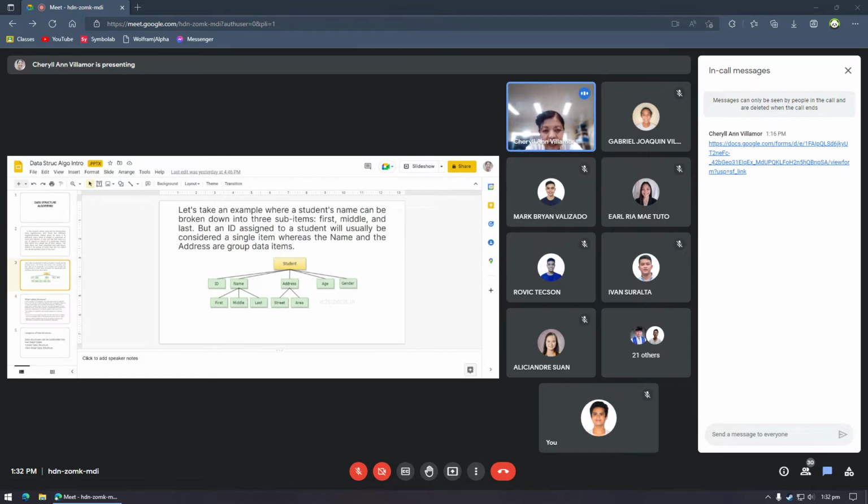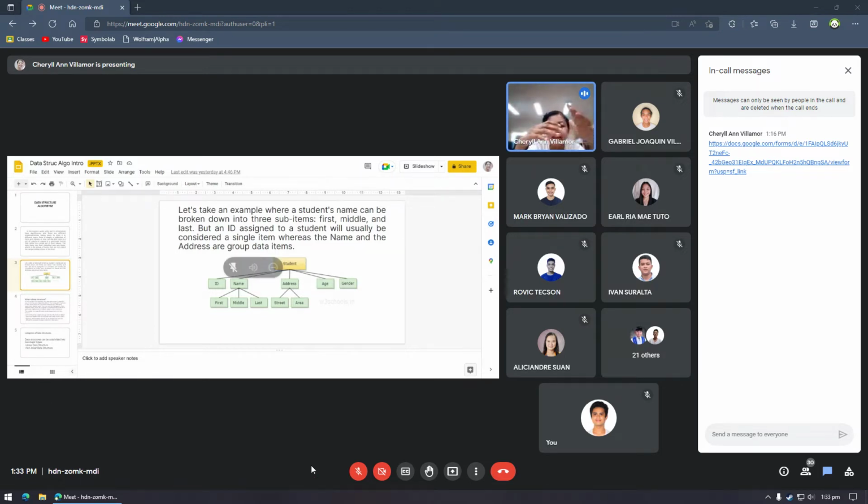Those are the data. But some data can be broken down into sub-items. The ID cannot be, since it is only one ID. But once you say name, the name is composed of first, middle, and last. The address, when you fill it up, has street number, building number, city, barangay. So it can be broken down into sub-items. That's what we call group data items.